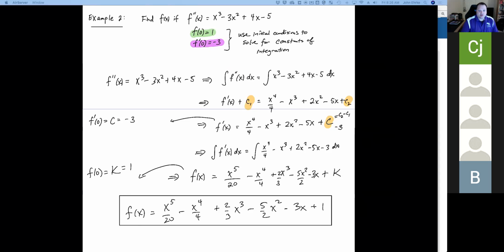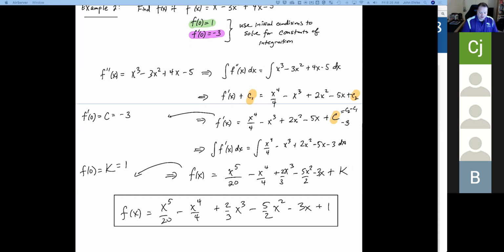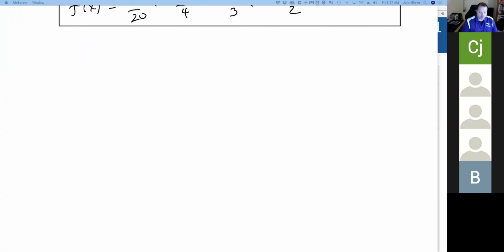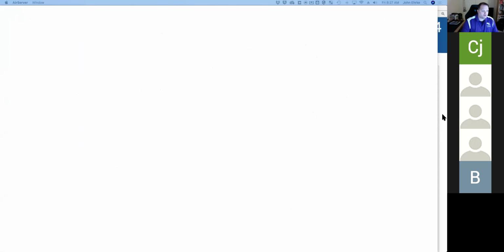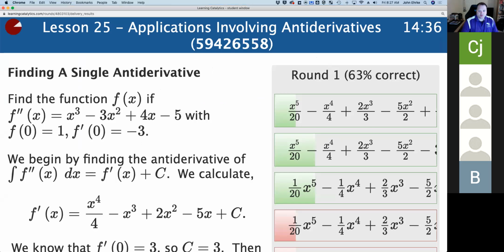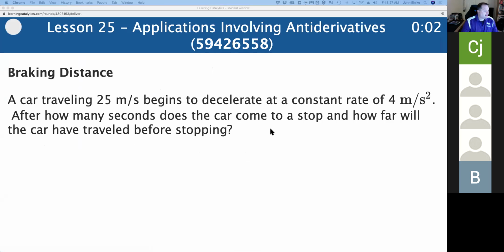All right, I want to take a look now at 2 word problems that I want to get into with you. And these are just straight applications of antiderivatives that we've been working on so far. The first one here, let me just put it up so we can read through it together. We're going to calculate braking distance. So suppose a car is traveling at 25 meters per second. That car begins to decelerate at a constant rate of 4 meters per second squared. After how many seconds does the car come to a stop? And how far will the car have traveled before stopping?